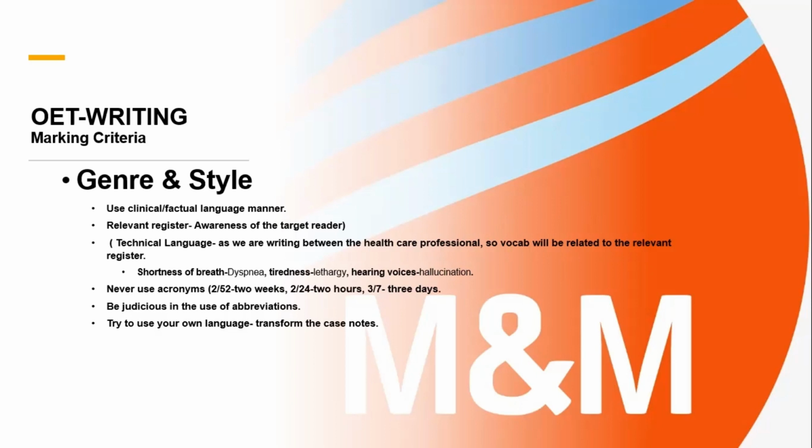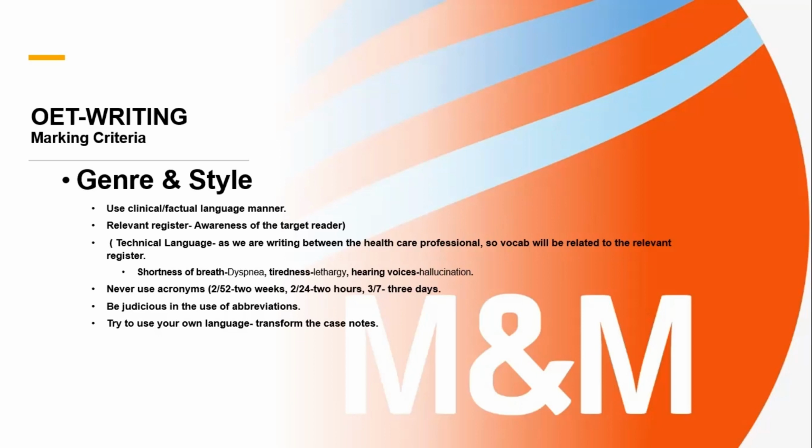Try to change it, but with caution: you should not change the meaning of the word, number one, and you should not translate in a way that is not an appropriate word for the recipient to whom you are writing this letter. Anyhow, acronyms are not appreciated, such as 2/52, so write for 2 weeks, for 2 months, and 3 days.